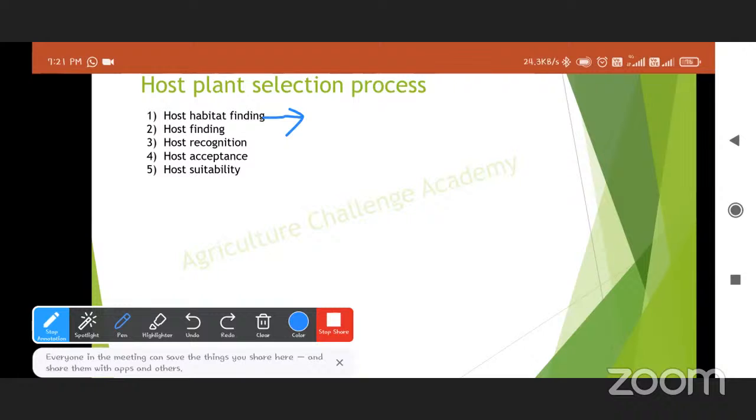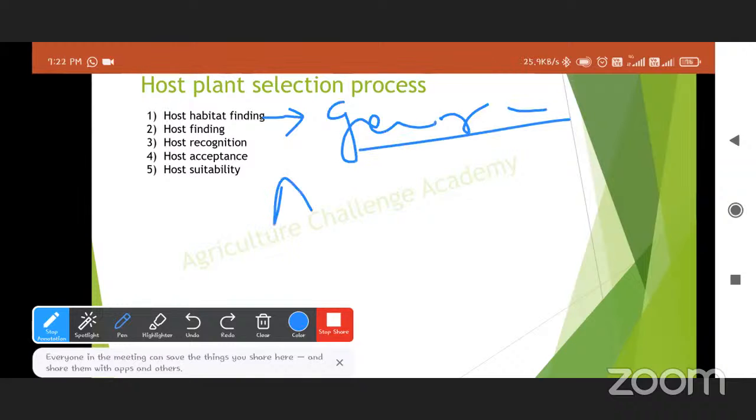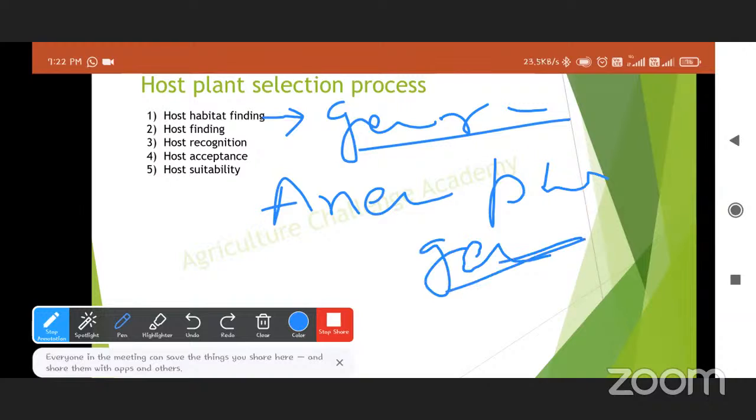What happens? It is a general approach. In this, the insect uses a general mechanism. It just goes with the flow wherever it can. Like it follows anemotaxis, phototaxis, geotaxis, whatever is available at that time with that insect, according to its preferences, like humidity preference, temperature preference, anything like this. And it reaches a general host habitat.